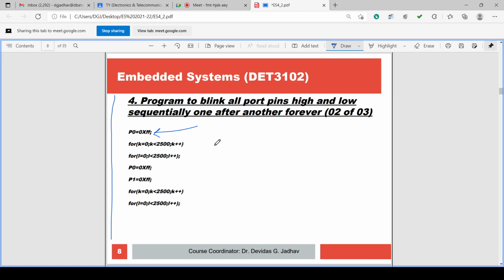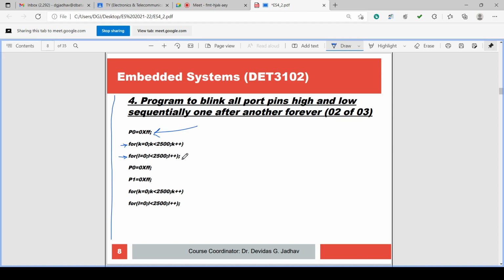Then for k equal to 0, k less than 2500, increment k. Again, no semicolon is there. For L equal to 0, L less than 2500, increment L. Here the semicolon is there. So the first for loop does not have a semicolon. The second for loop has a semicolon at the end.